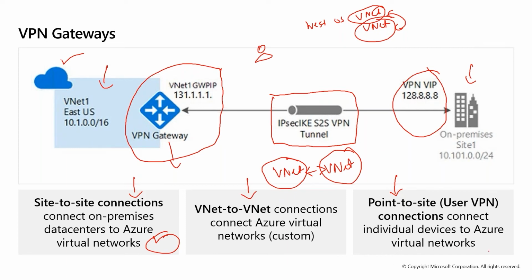Okay, so this is another method apart from the VNet peering. This is the second method to connect your VNet to VNet. Okay, this is the second methodology. So this is the VPN gateways.